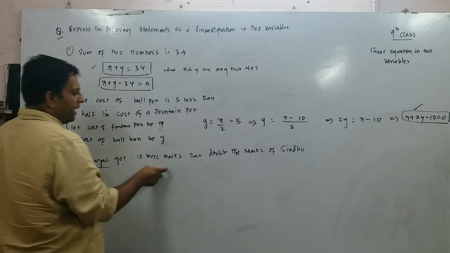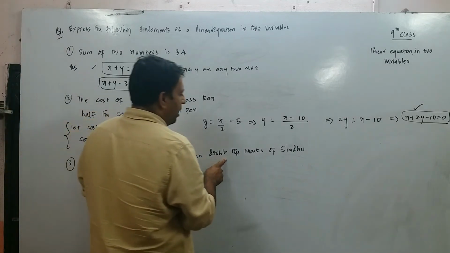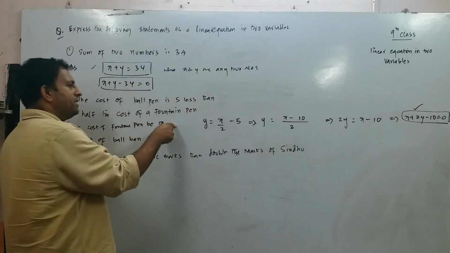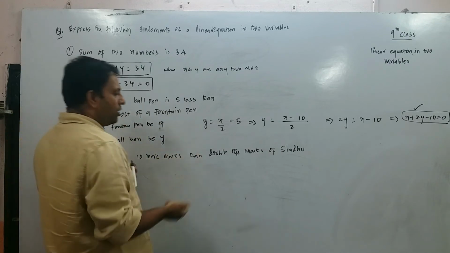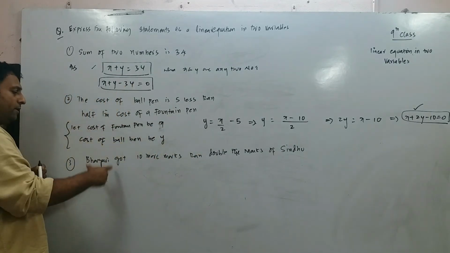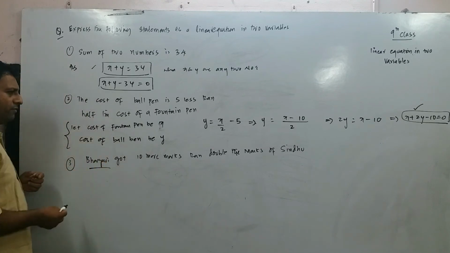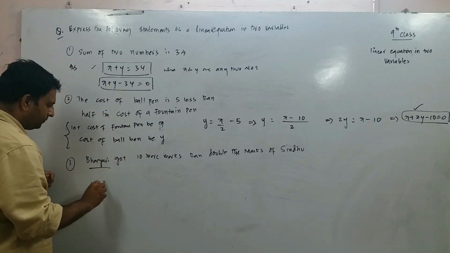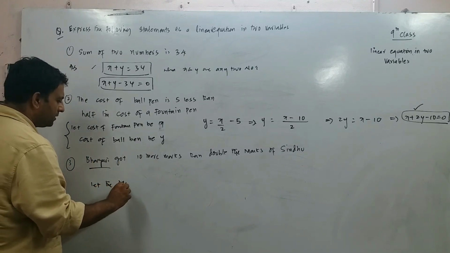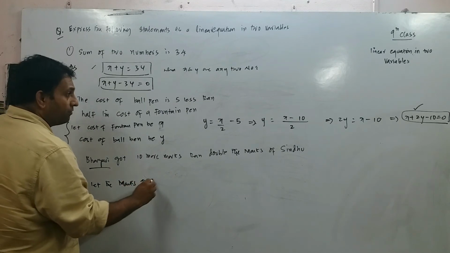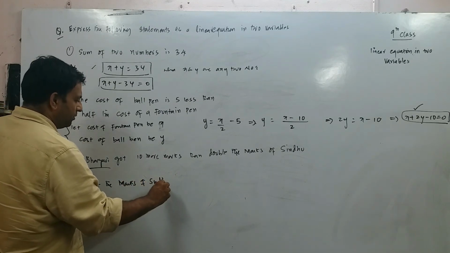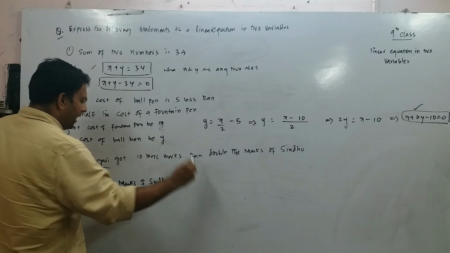Bhargavi got 10 more marks than double the marks of Sindhu. The previous problem I have taken half, now I am taking the concept of double. Bhargavi got 10 more marks. So first what will I say? Let the marks of Sindhu, there are two people here, two variables, Sindhu, be x.